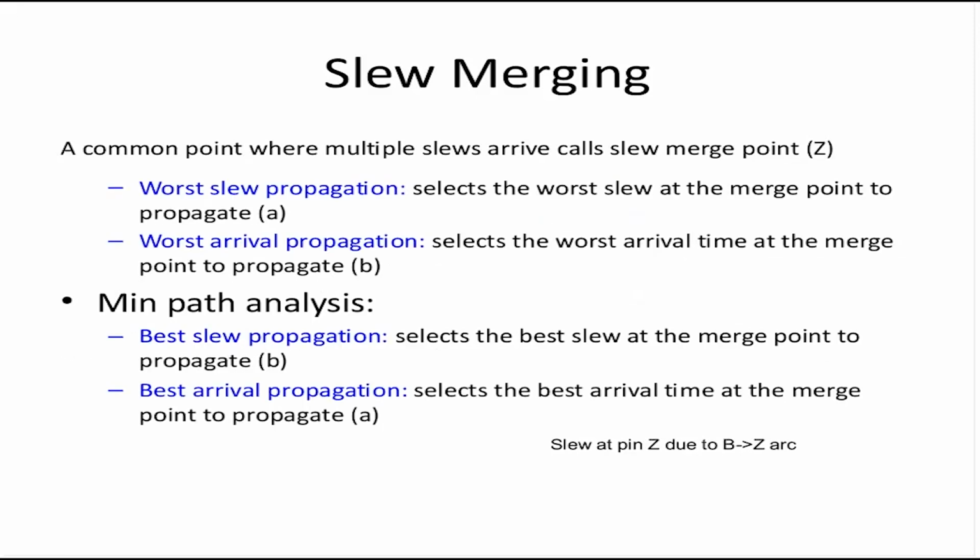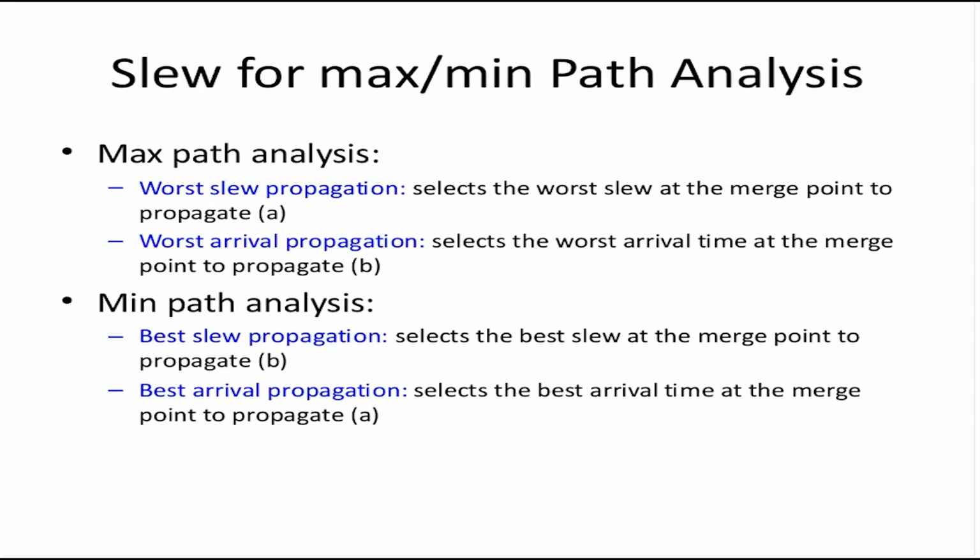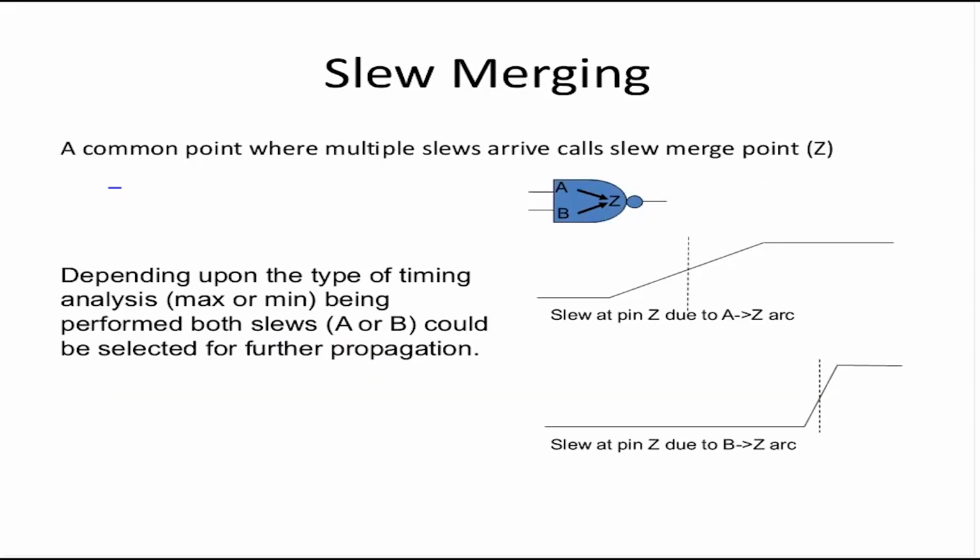The second mode is worst arrival. What it tells PrimeTime is that whatever arrives later, use that transition. This is a slightly more accurate analysis. Why? Because now let's say B arrives later. So typically the critical path would be through B, because B is arriving later. Since the delay at B is more, the setup critical path would be through B, and ideally it should use the transition at B.